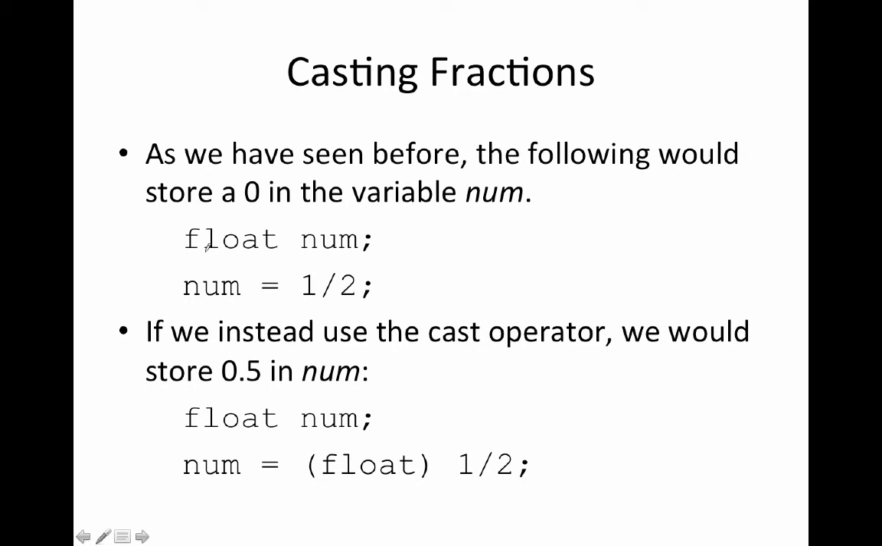So for example, let's say we have a float variable called num, and if we said num gets the value of 1/2, we've seen already that that's going to store a 0 in the variable num because that's the whole number division operator, and we get 0 as a result, even though the variable is the type float. So if we instead use the cast operator, so again, if we declared the variable num to be float, but now, instead of just saying 1/2, we put the cast float before that. That says I'm forcing this expression 1/2 to actually be the type float, so I'm really going to get 1/2 out of that. So that's going to store 0.5 in the variable num.